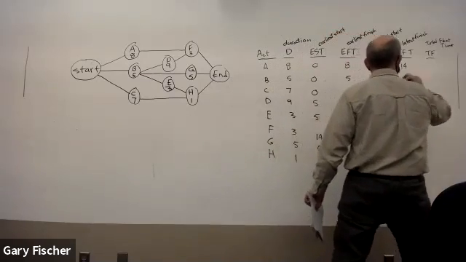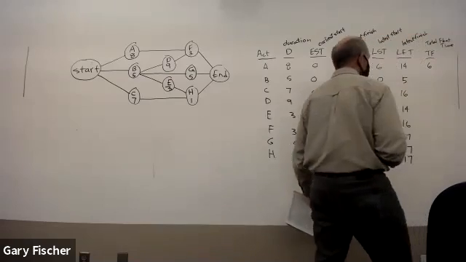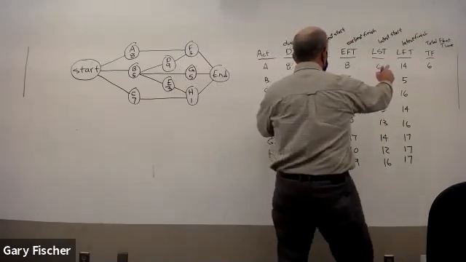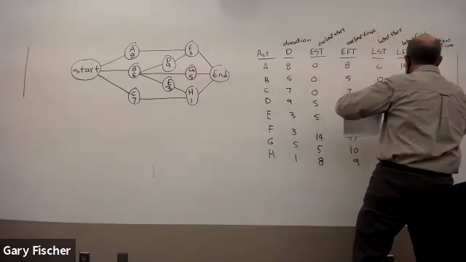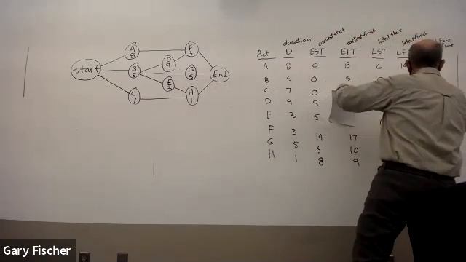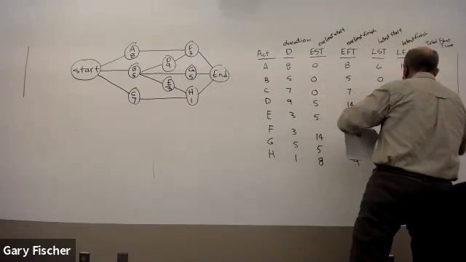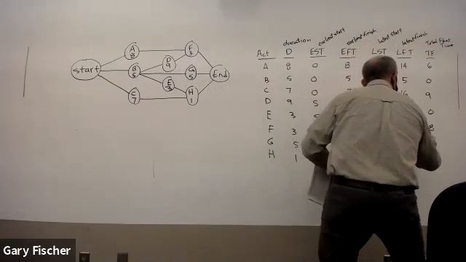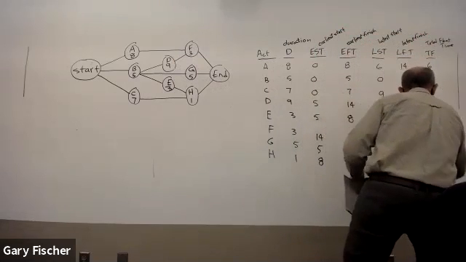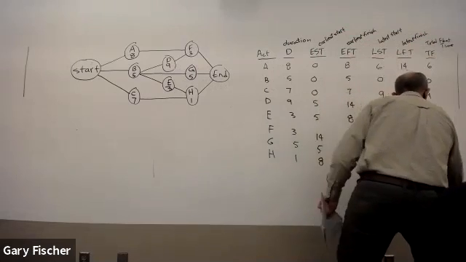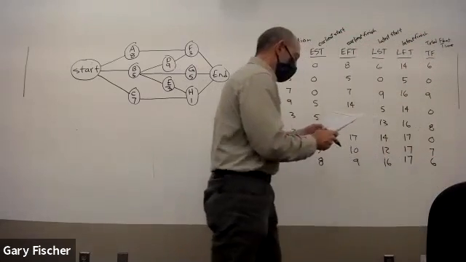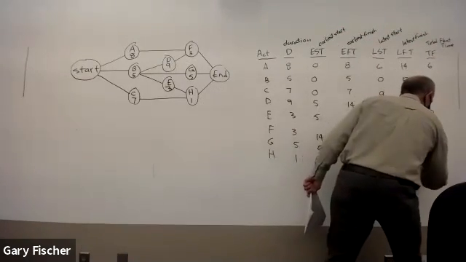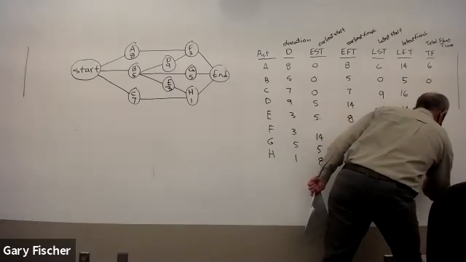14 minus 8 is 6. And we'll just carry out these calculations. 5 minus 5 is 0. 16 minus 7 is 9. 14 minus 14 is 0. 16 minus 8 is 8. 17 minus 17 is 0. 17 minus 10 is 7. 17 minus 9 is 6. Oops, did I do that incorrectly? 17 minus 9 is 8, sorry. Guess I better brush up on my math skills.